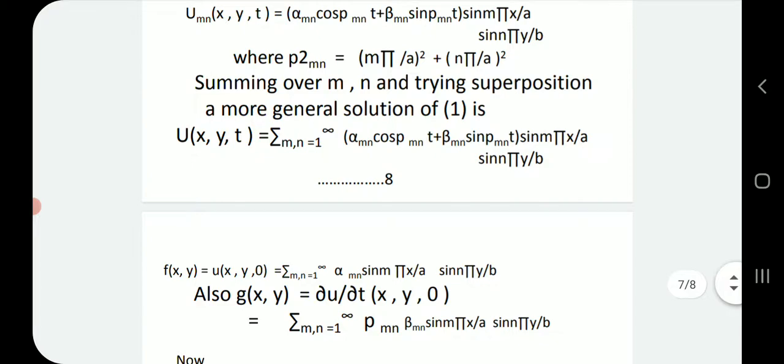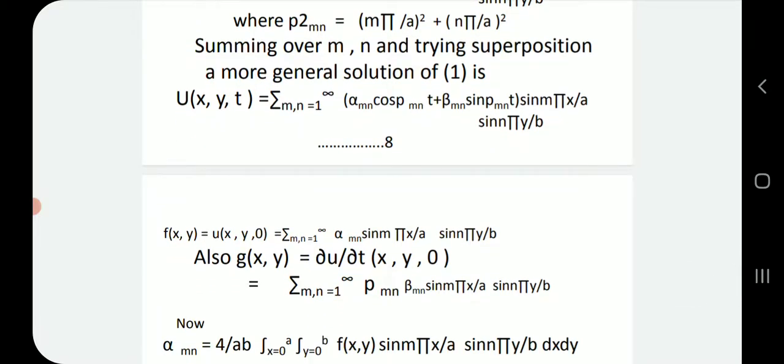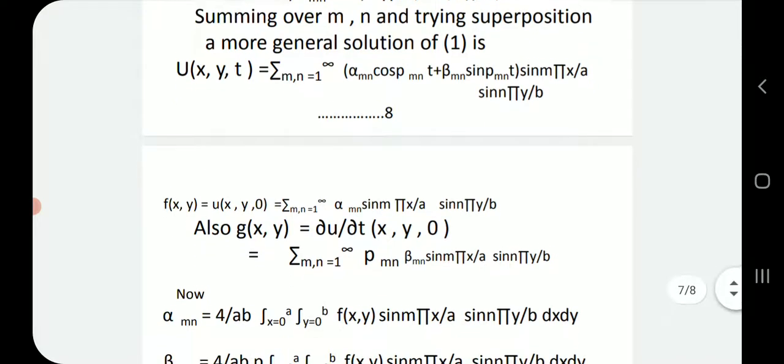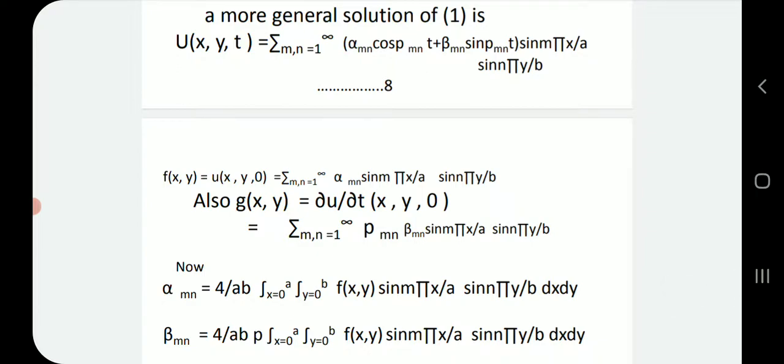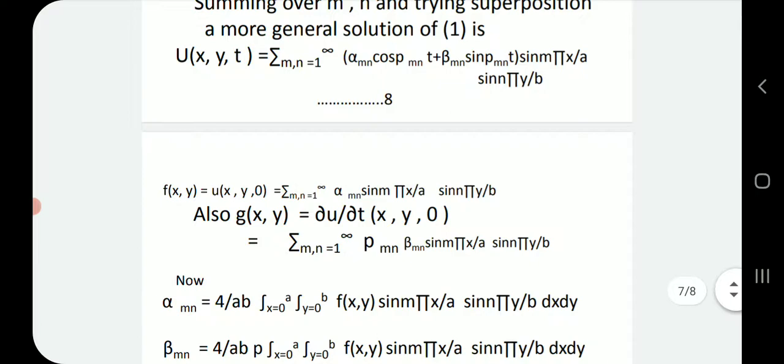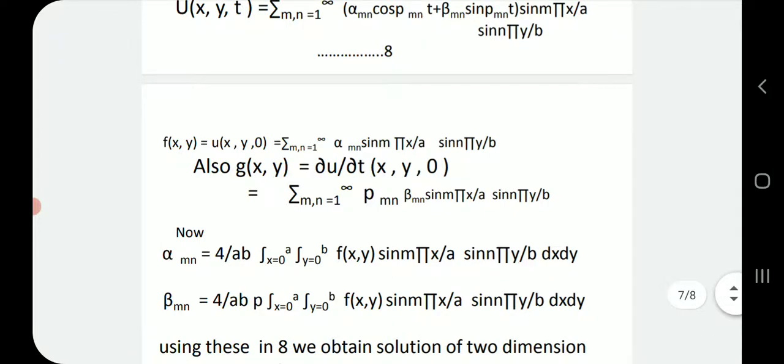Now we find the value of alpha and now we apply the initial condition. f(x,y) is equal to u(x,y,0) is equal to summation m, n equal to 1 to infinity of alpha_mn sin(m pi x by a) sin(n pi y by b). We put the value of t equal to 0 in equation 8, so we get this. Now also for g(x,y), which is the derivative of u with respect to t at t equal to 0, we differentiate equation 8 with respect to t and put t equal to 0. We get summation m, n equal to 1 to infinity of p_mn beta_mn sin(m pi x by a) sin(n pi y by b).